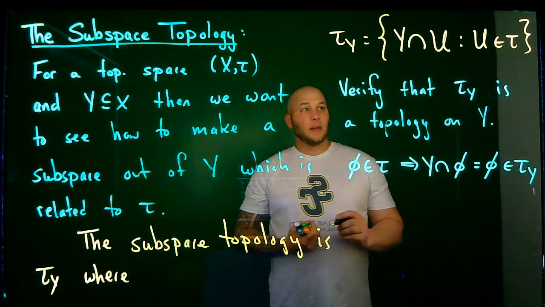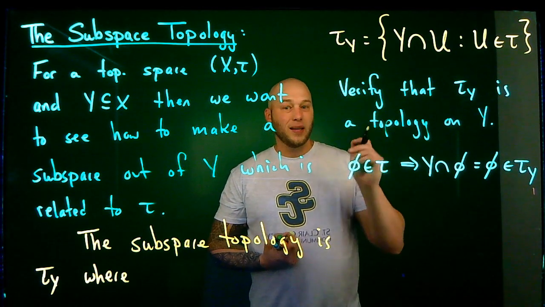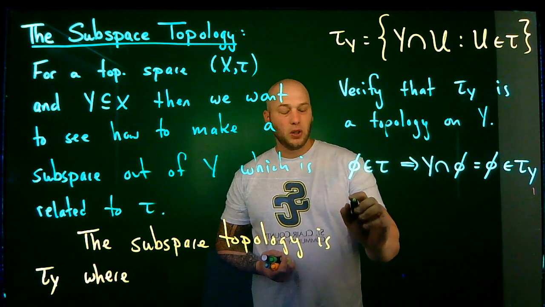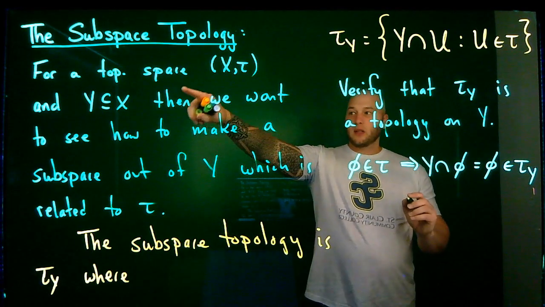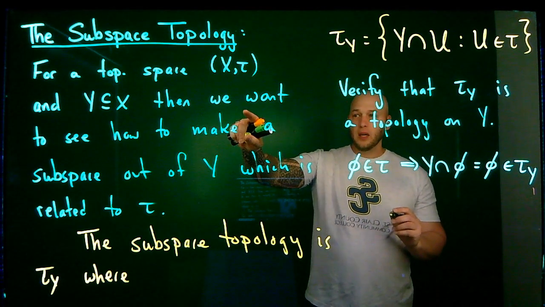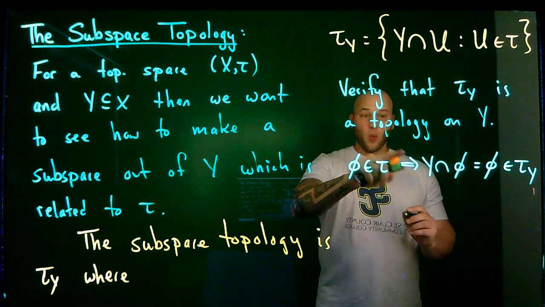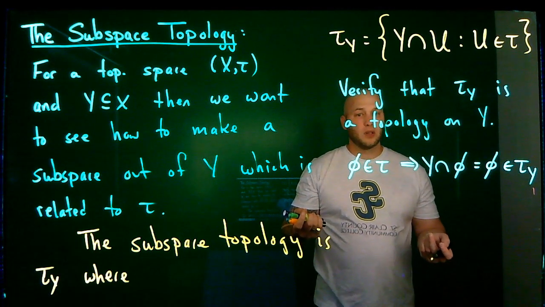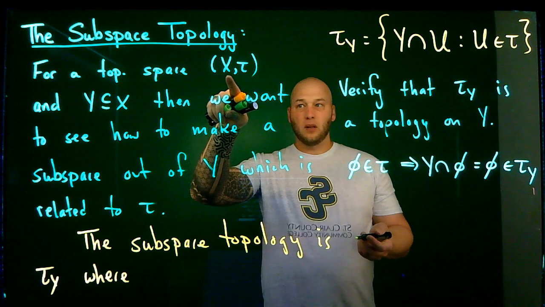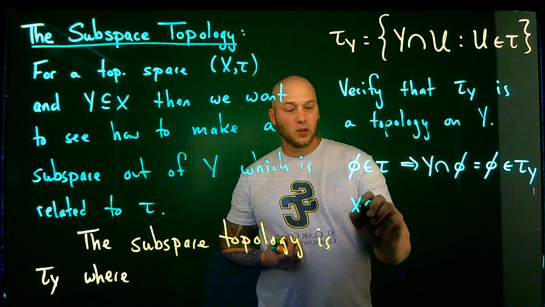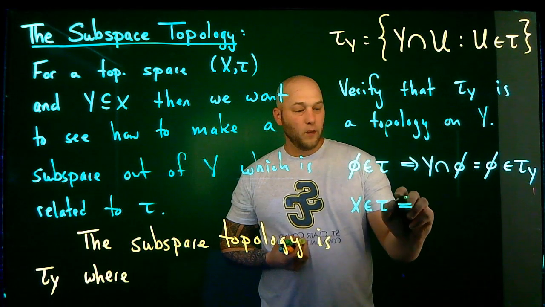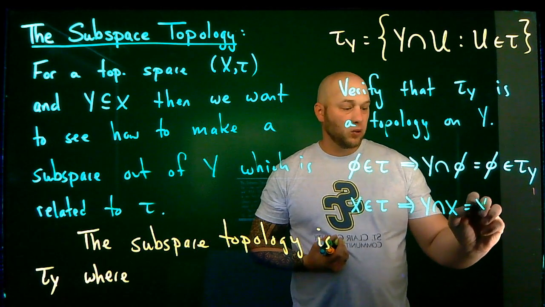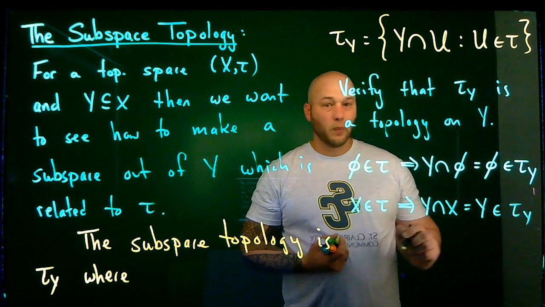Now, next thing I want to show is also that Y itself is going to be inside of this tau Y topology. Well, I know that Y is a subset of X, so I have to be able to intersect Y with something to show that Y intersect something equals Y is an element of tau Y. I don't know that Y itself is an open set of the original topology, but I know that X is an element of the original topology. Therefore, when I intersect Y with X, since Y is a subset of X, this is equal to Y, and therefore that is also an element of the topology tau Y.